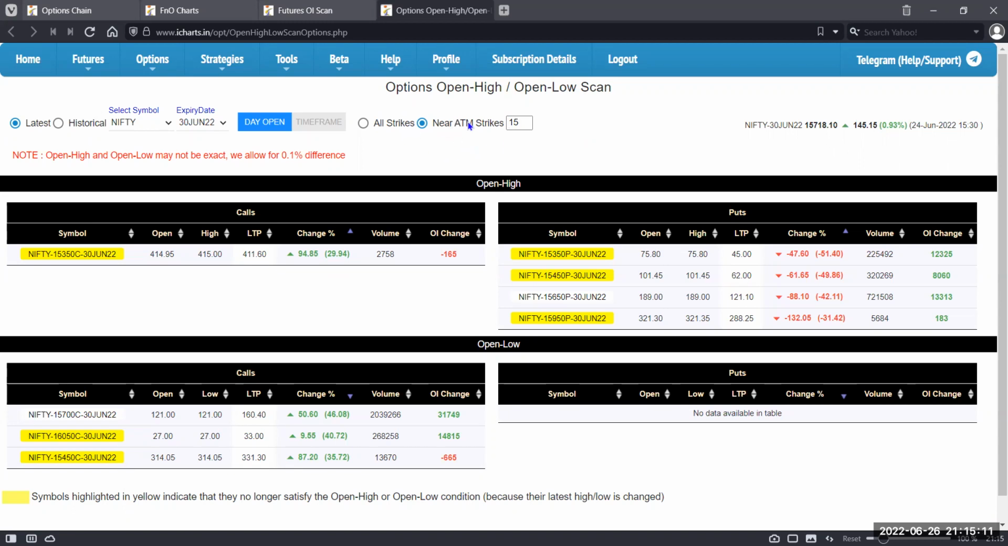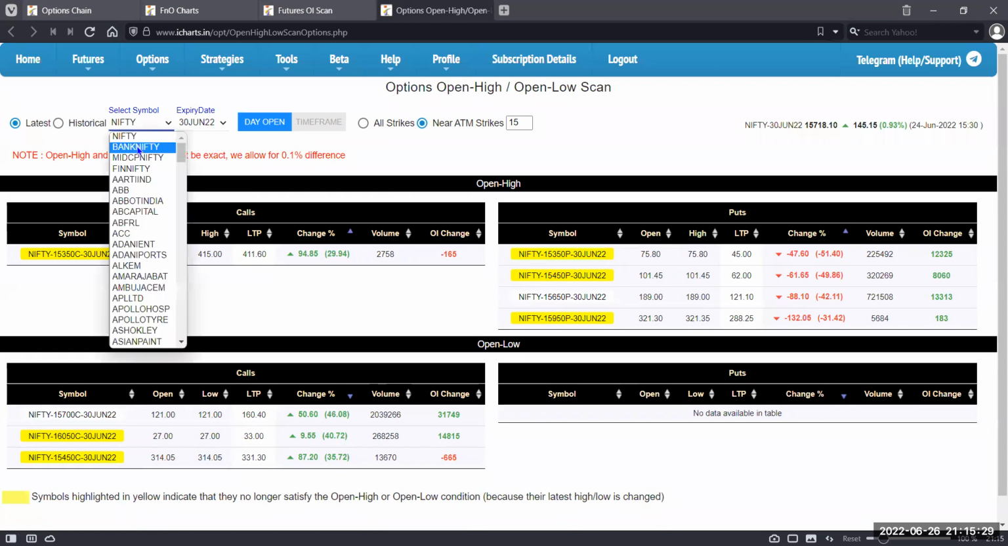But if you want near the money, then you can select this. So this will be 7 strikes in the money, at the money, and then 7 strikes out of the money. So a total of 15 strikes will come from that list. This will get selected and displayed.